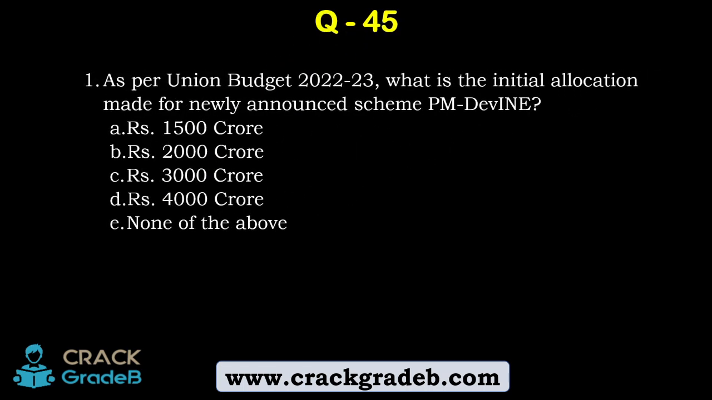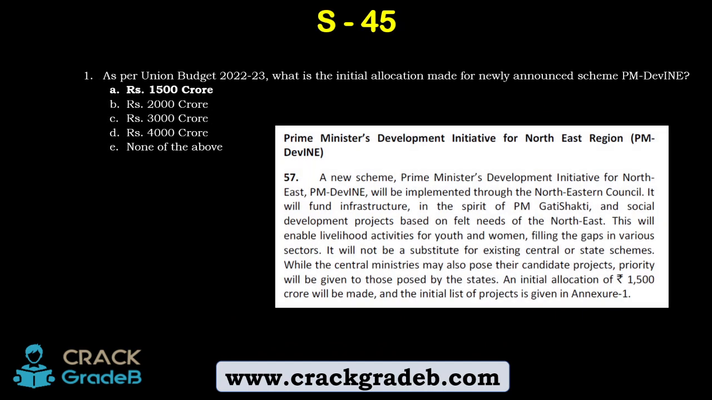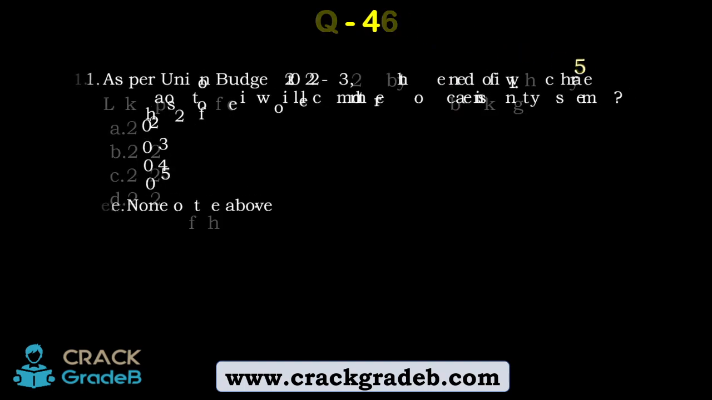Question number 45. As per the Union Budget 22-23, what is the initial allocation made for the newly announced scheme PM DIVINE? Let's move forward and see what PM DIVINE is. It's 1500 crore. Now you can read everything about PM DIVINE from here. So pause the video, read it, then let's move to the next question.